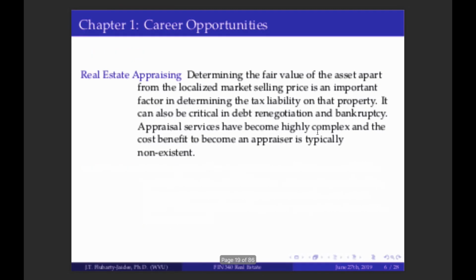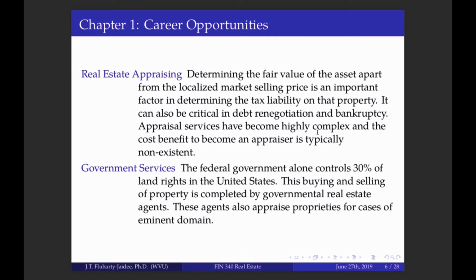Real estate appraising and government services. Real estate appraising is important for determining the fair value of the asset apart from what the localized market selling price is. So what we mean there is that somebody else has sold a house that's very similar down the street, but perhaps because of where your house is located, it has a different value. And we'll talk about corner or through lots or key lots later. But corner lots have more value than key lots. So simply because your house exists on a corner, it may have a higher appraisal value than the same exact copy house in the next lot over, which is a key lot. So this has to do with real estate appraising.